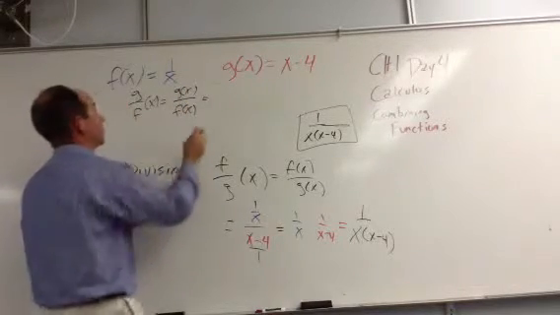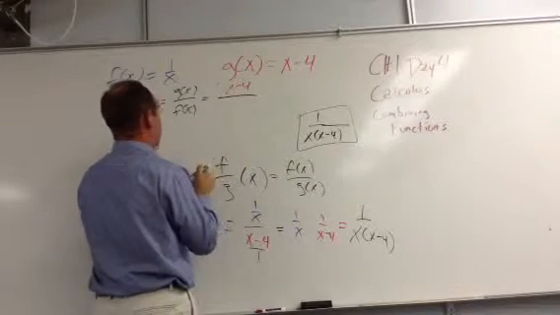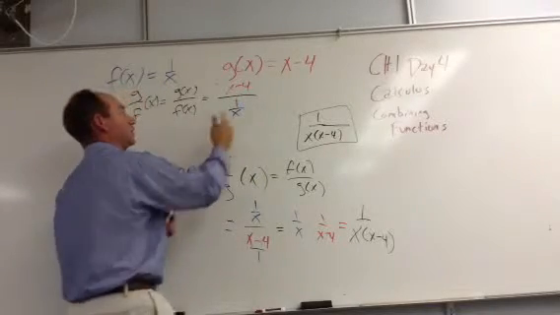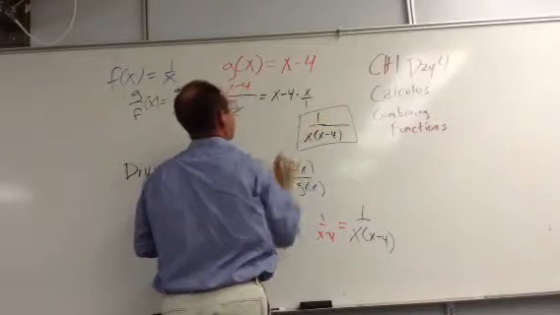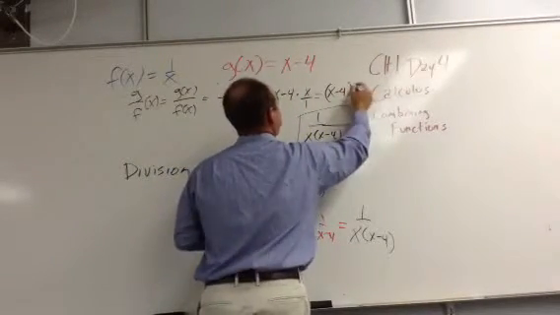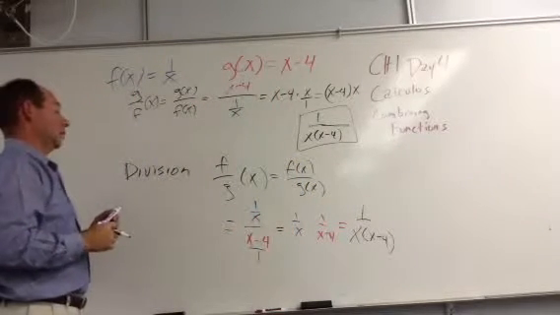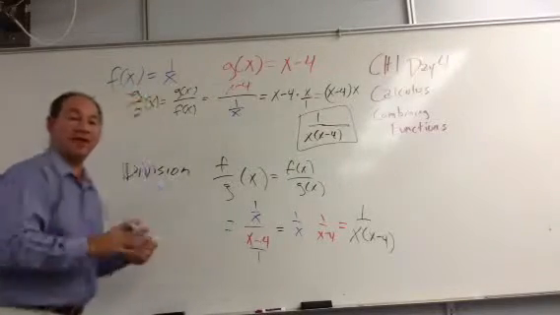So quickly, g of x is x minus 4, and now I'm going to divide that by f of x, which is 1 over x. What does it mean to multiply by that? It means I take the numerator times the reciprocal of the denominator, and I will get x minus 4 times x. Okay, so there we have the division.